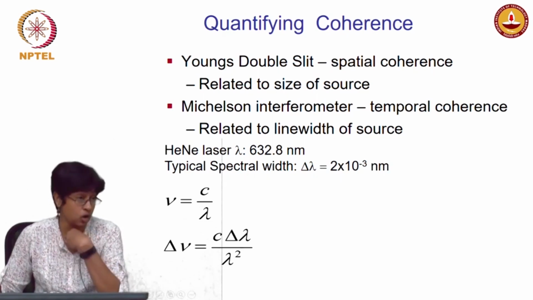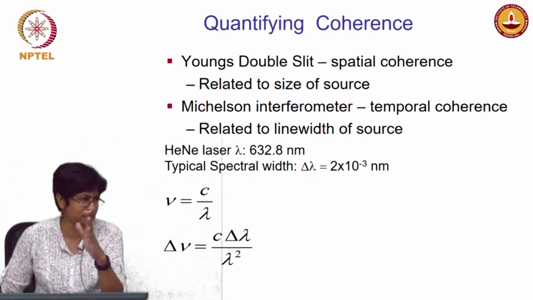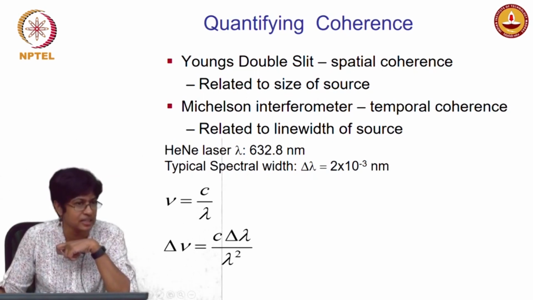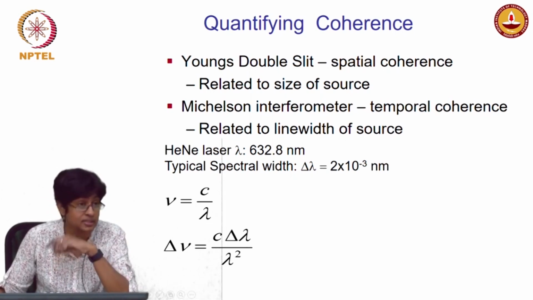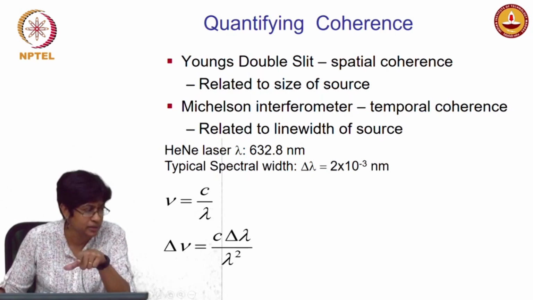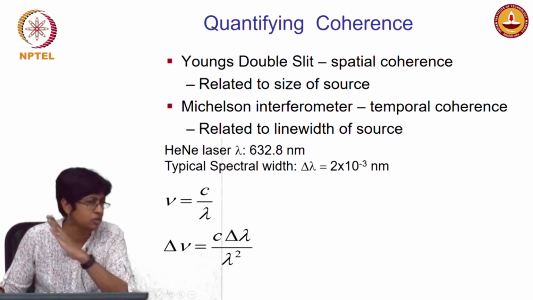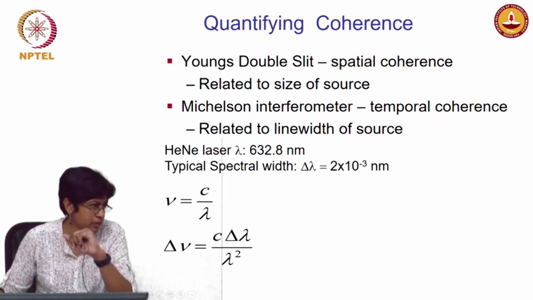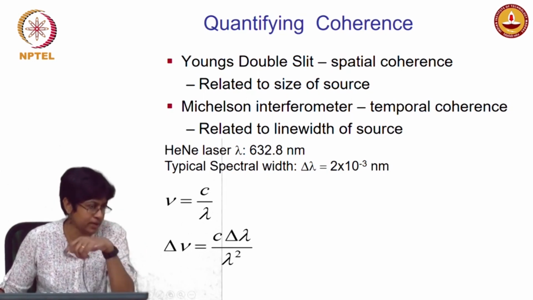We call this a monochromatic source, but it doesn't mean it has just one wavelength. There's always a spread, and the spread here is 2 into 10 power minus 3 nanometers. If you compare this with the wavelength, it seems fairly small. The wavelength is 632 nanometers, and this is 10 power minus 3 nanometers. It's orders of magnitude smaller than the wavelength, and that's why we say this is a monochromatic source.